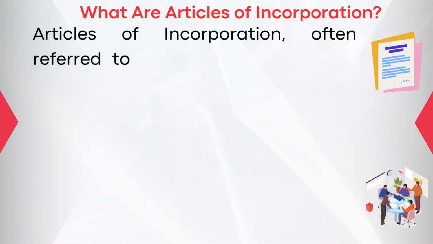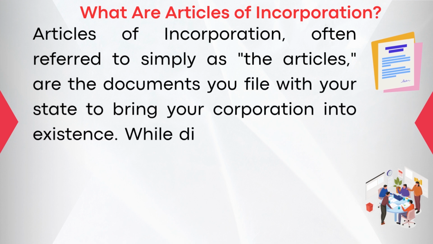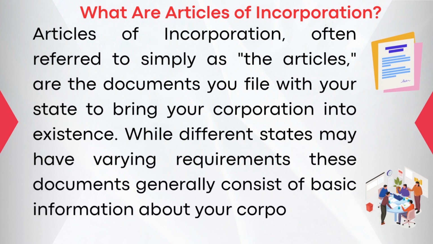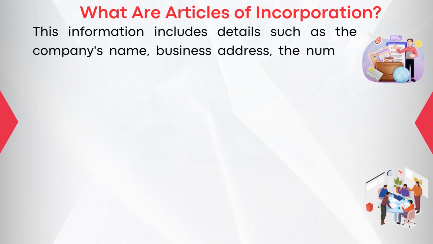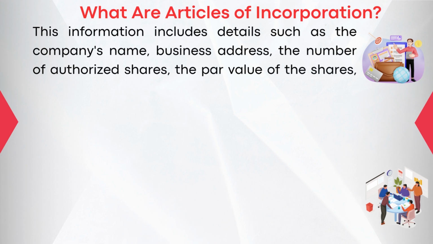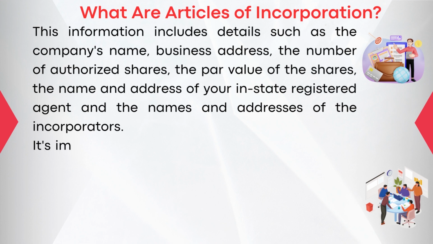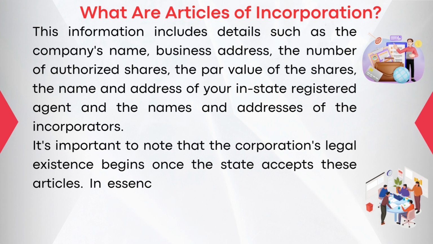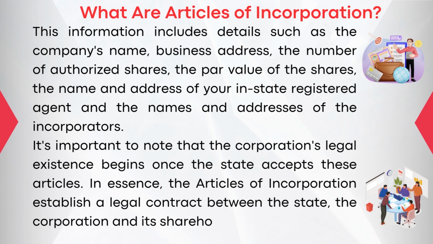What are Articles of Incorporation? Articles of Incorporation, often referred to simply as the Articles, are the documents you file with your state to bring your corporation into existence. While different states may have varying requirements, these documents generally consist of basic information about your corporation. This information includes details such as the company's name, business address, the number of authorized shares, the par value of the shares, the name and address of your in-state registered agent, and the names and addresses of the incorporators. It's important to note that the corporation's legal existence begins once the state accepts these articles. In essence, the Articles of Incorporation establish a legal contract between the state, the corporation, and its shareholders.